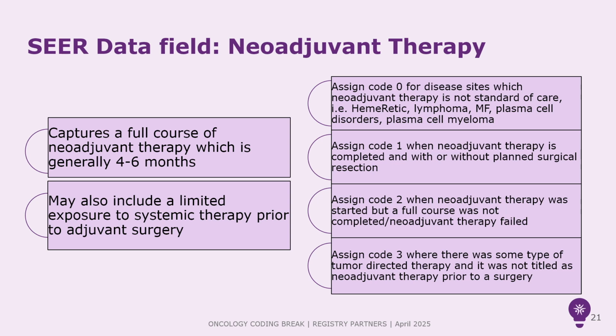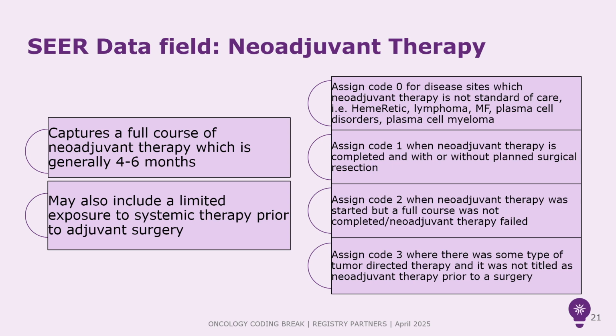Next, we have the 3 SEER data fields for neoadjuvant therapy. This captures a full course of neoadjuvant therapy, which is generally 4 to 6 months. It may also include a limited exposure of systemic therapy prior to adjuvant surgery.